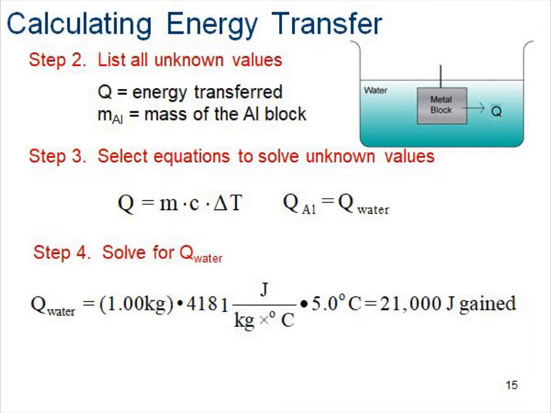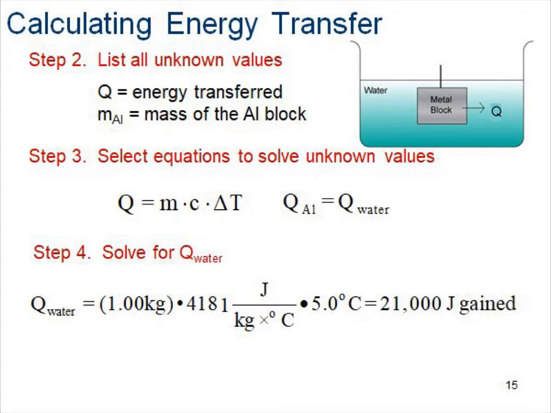Step 2 is to list your unknown values. We have the amount of energy transferred, which is Q, and the mass of the aluminum block that we need to find. Step 3 is once we've identified what we need to find, we need to come up with which equations we're going to use in order to solve for those unknowns. So we have Q equals mcΔT, and we know that the energy transferred from aluminum has to equal the energy transferred to the water and vice versa.